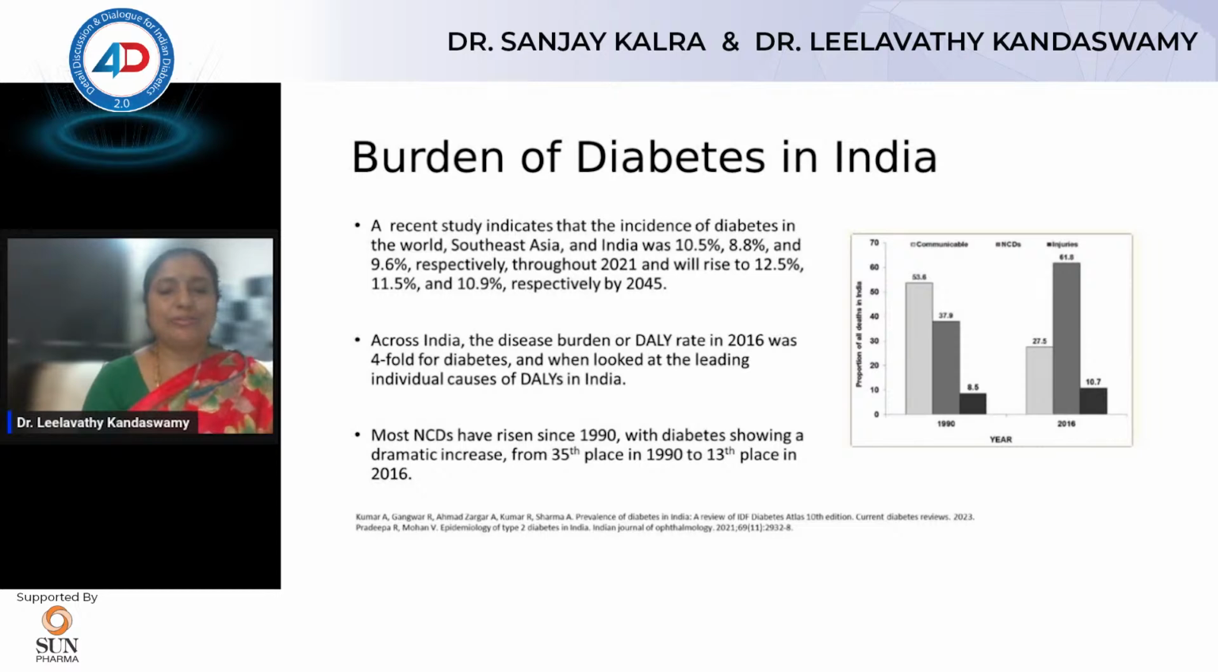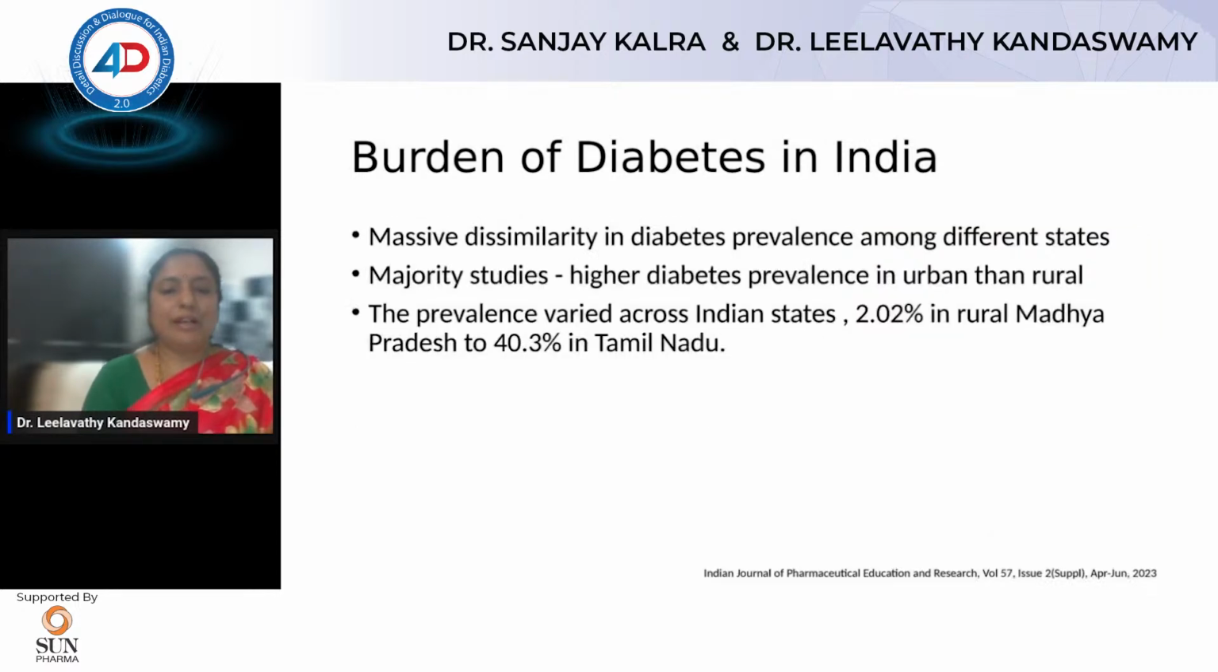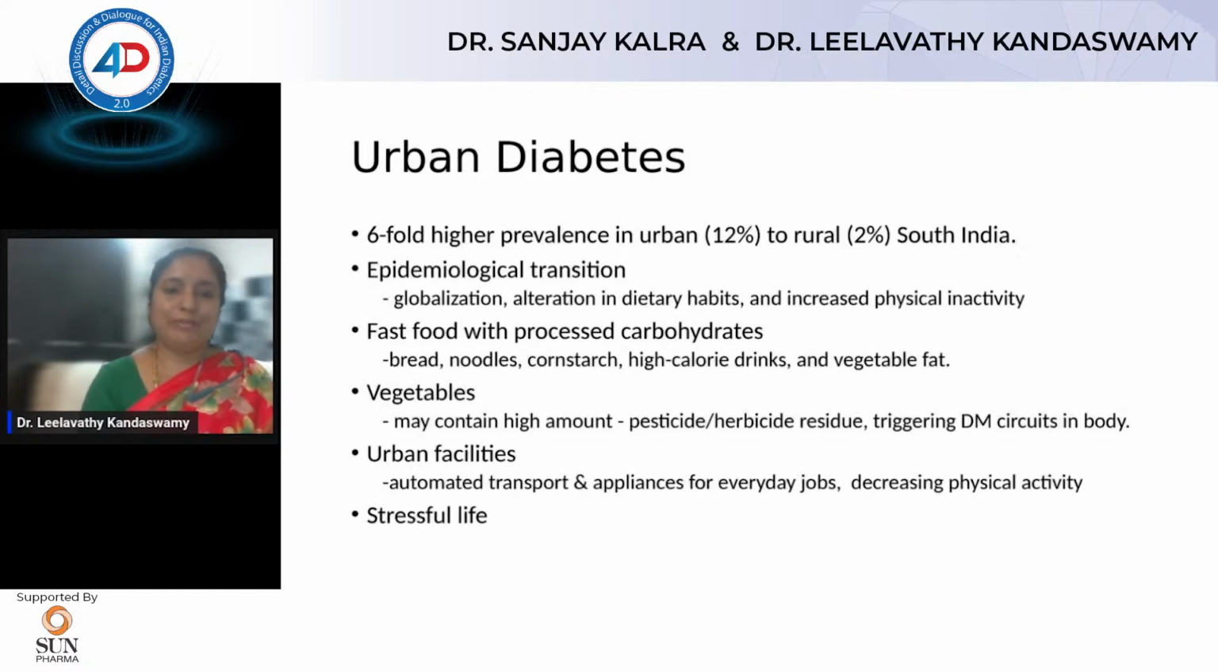from 1990 to 2016. We mentioned a couple of times the dissimilarity is a more difficult challenge, and also more of the people with diabetes are living in urban compared to rural areas, a shift over the last few decades, and prevalence can vary from 2% to 40%. In one of the studies, Madhya Pradesh has a lesser prevalence, and Tamil Nadu has 40.3% prevalence.